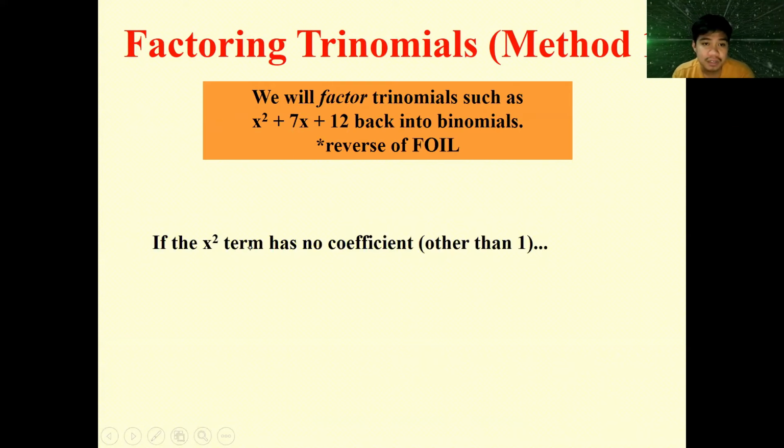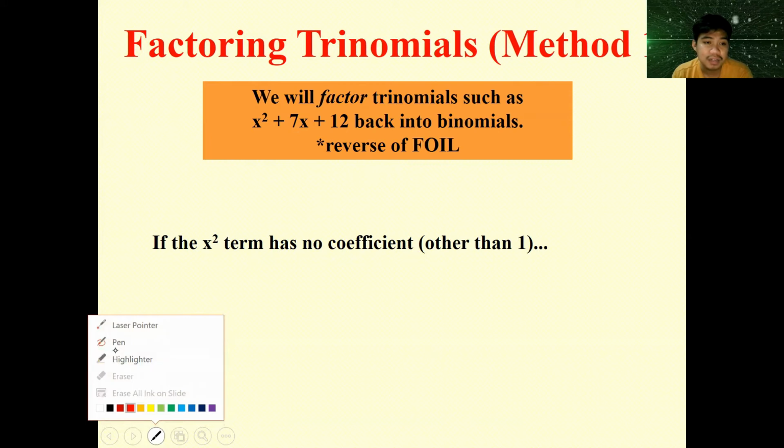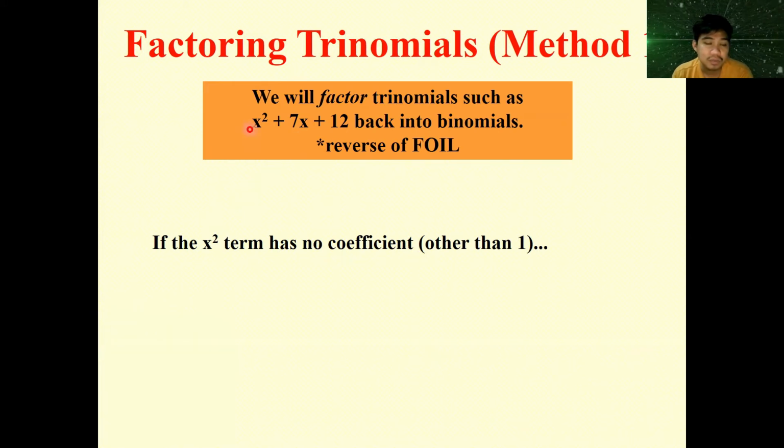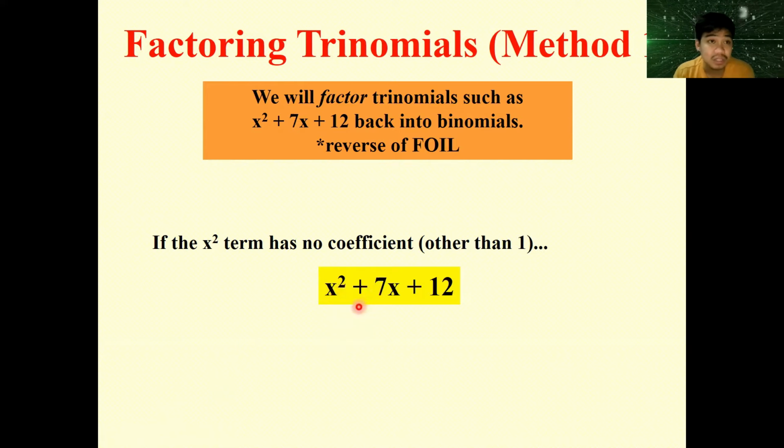If the x squared term has no coefficient other than 1, we are going to use this. Basta ang coefficient ng ating x squared na term, or ang ating quadratic term, will be equal to 1. So we know naman dito sa given natin, ang coefficient ng x squared is 1. So pwede natin gamitin yung reverse FOIL. So we have here x squared plus 7x plus 12.